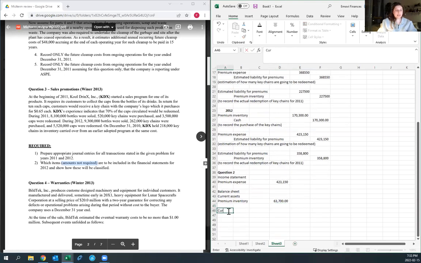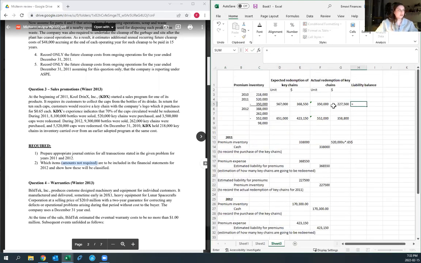And in their current liabilities, they're going to have a balance for their estimated liability for premiums of, here you have this minus this. So that's the balance for 2011. So I did the expected minus the actual like we did here. We increase our expected and reduce it by our actual redemption. And for 2012, we start with the beginning balance of 2011 plus our expected redemption minus the actual redemption. So at 2012, they have a balance on their balance sheet for their liability account of 205,000.